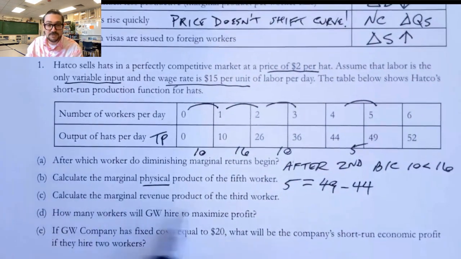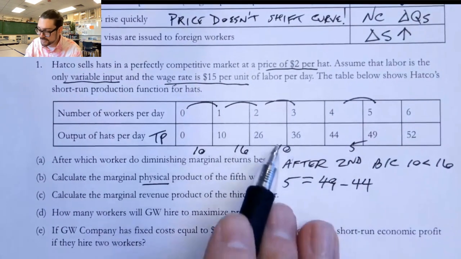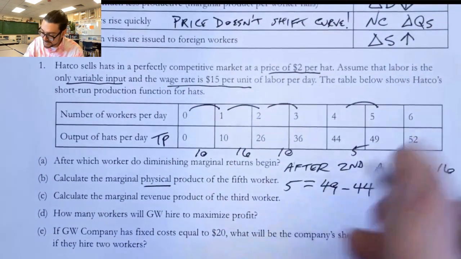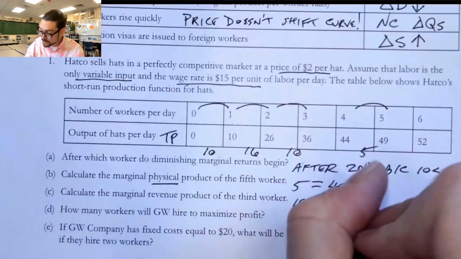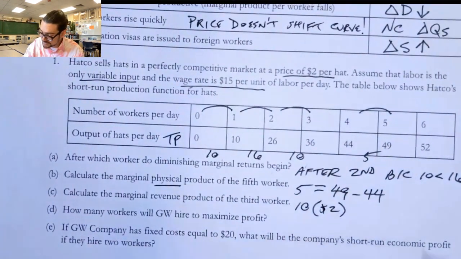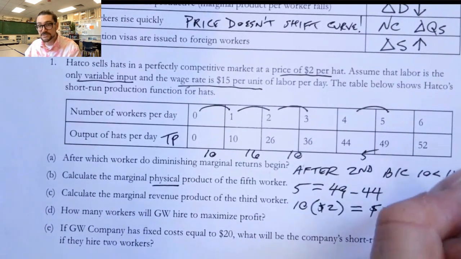Calculate the marginal revenue product of the third worker. Well, we already know the physical product was 10. So 10 times, what's the price? $2. So that worker made 10 hats at $2 a piece. So that worker was worth $20 to the company.